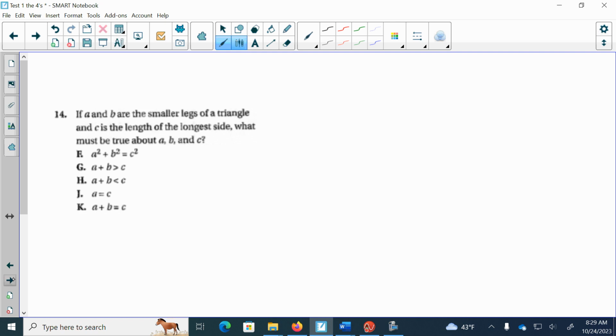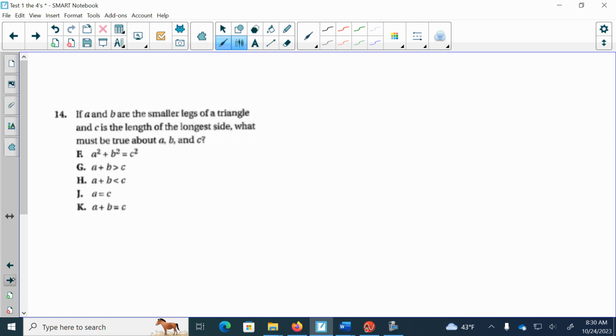Okay, the next one: if A and B are the smallest legs of a triangle and C is the length of the longest side, what must be true about A, B, and C? Most of you are going to jump with a gut reaction to F, saying A squared plus B squared is equal to C squared. You are making the assumption that it is a right triangle. There is nothing there that says it is a right triangle, so you can't make that leap.